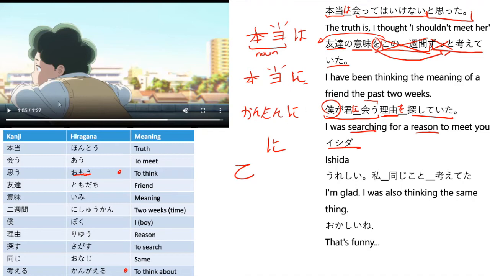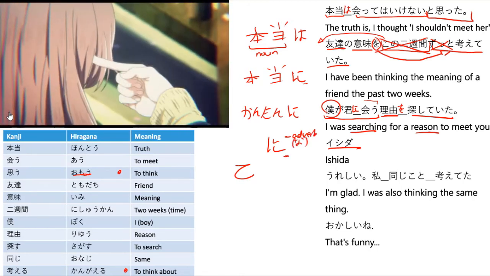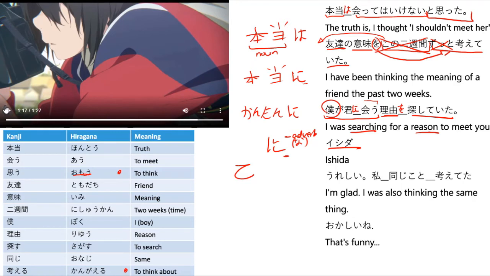Then the next part we have Ishida-kun. Ureshii. Watashi mo. You can see 考えてた, 考えていた. So, 嬉しい、私も同じことを考えてた. Sorry, my words are a bit off. 嬉しい can be said by itself, and it literally just means happy. So this I is implied again. 私も同じことを考えてた. So, I was also thinking the same thing.